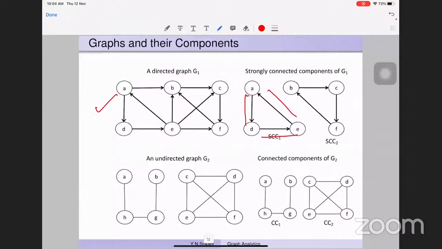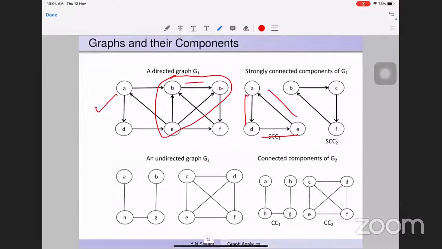So if you consider an arbitrary group of nodes, for example, if you consider B, C, and E, right? I can go from B to C, but I cannot go from C to E at all, right? And I can go from E to B, but I cannot go from B to E. So this BCE is not a strongly connected component.